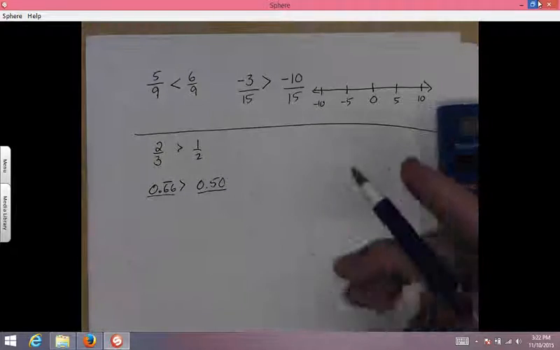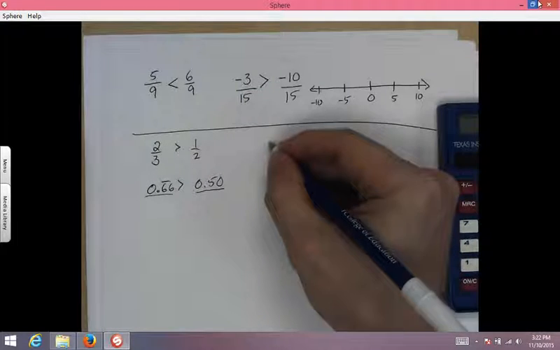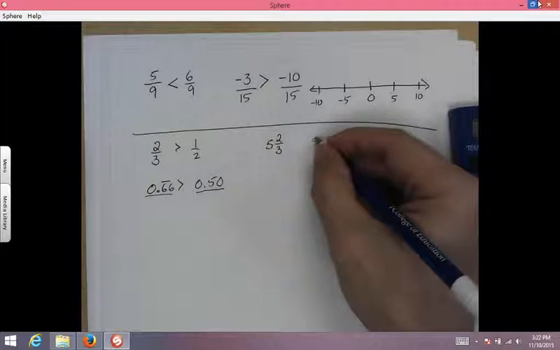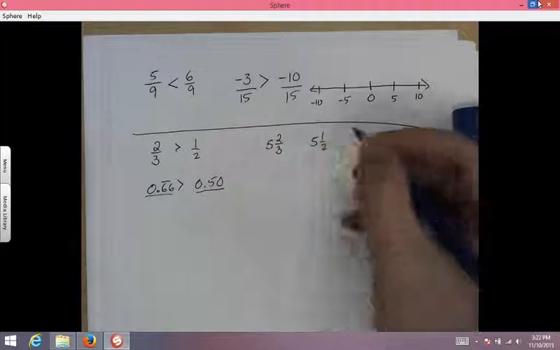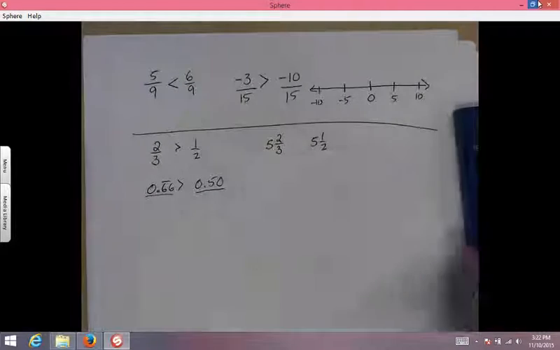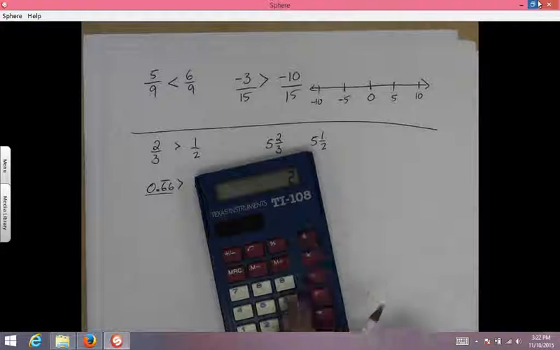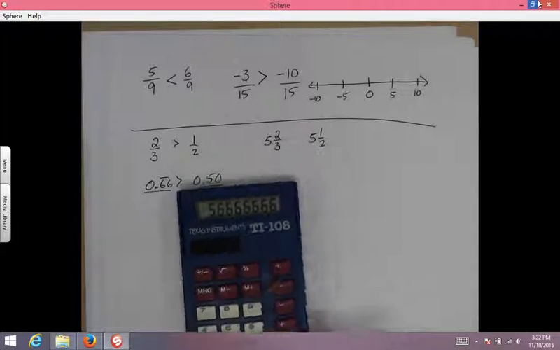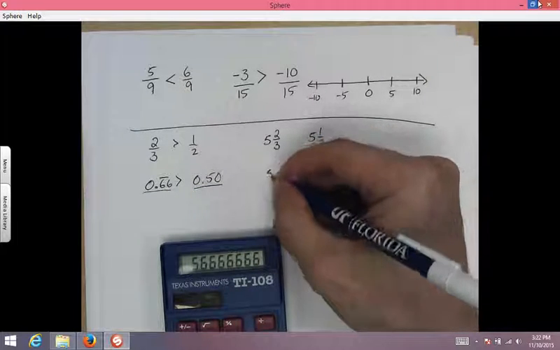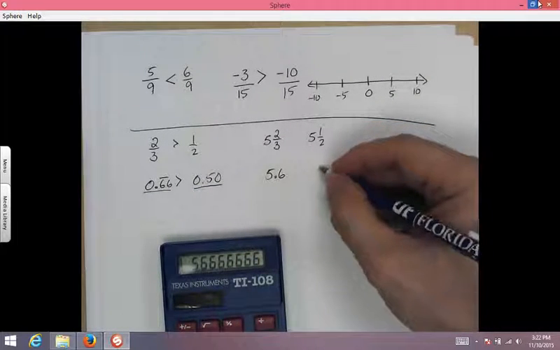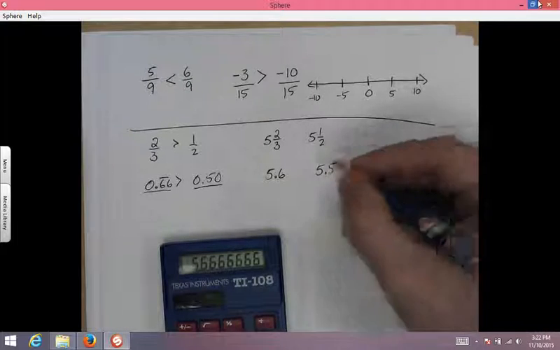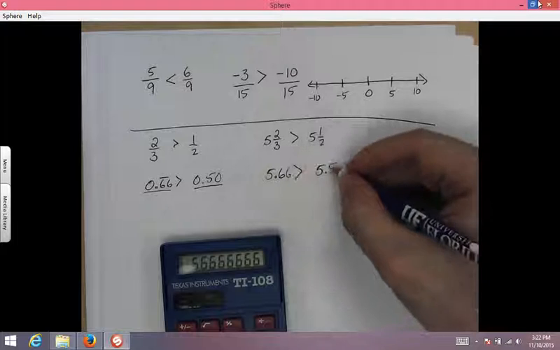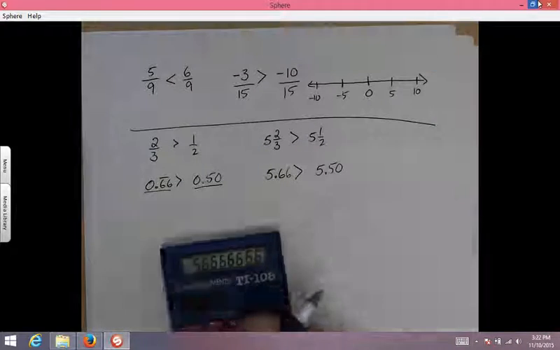If they were mixed numbers, let's use the same fractions, but let's put something there. Let's say 5 2/3 versus 5 1/2. Well, 5 2/3, again, in our calculator, we do 2 divided by 3, and then just add that whole number 5 to it, and we get 5.6 bar notation. And here, we would get 5.5. Again, this is more, and if it was in terms of money, it'd be 566 versus 550.